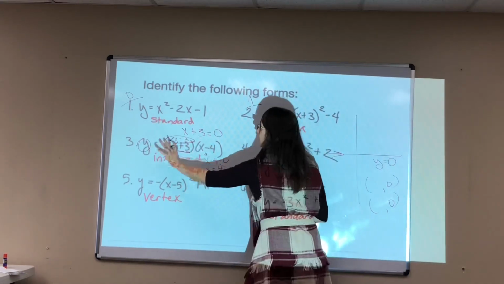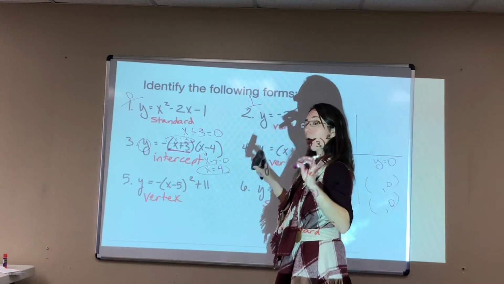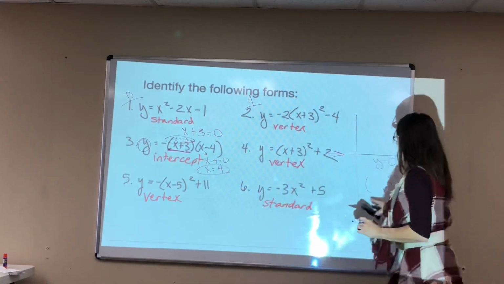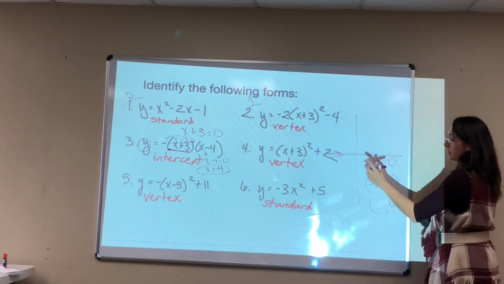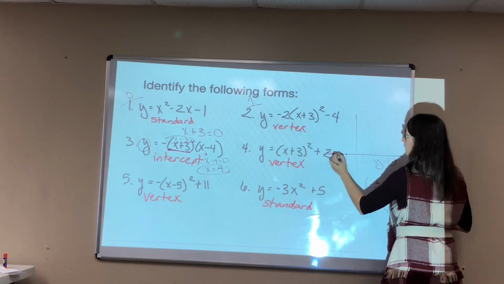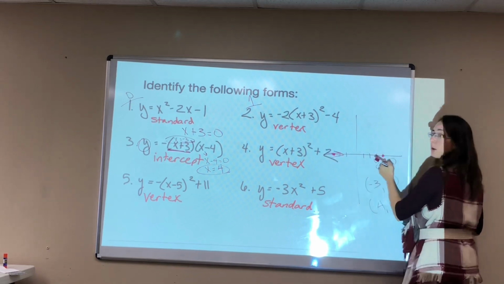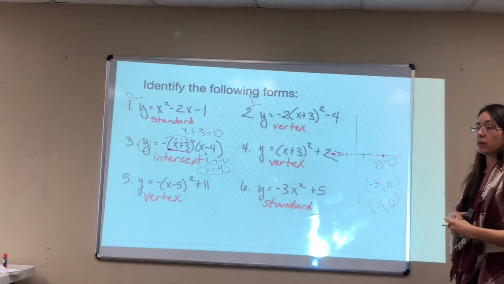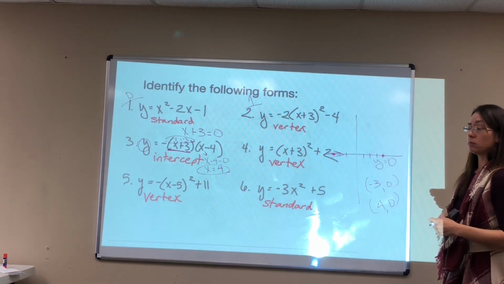So when we have it in intercept form, we found 2 places that y is equal to 0. So we move this over. The first place was at -3. The second place was at +4. So we go 1, 2, -3, 2, 3, 4, +4. These are our 2 spots where we are finding our zeros. Okay?